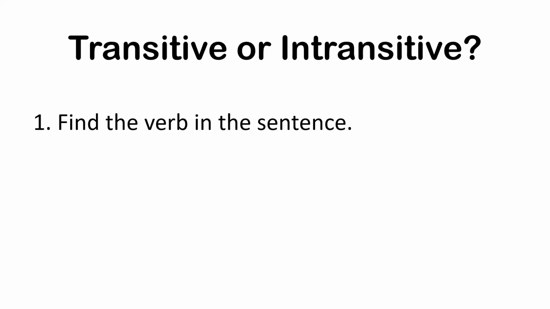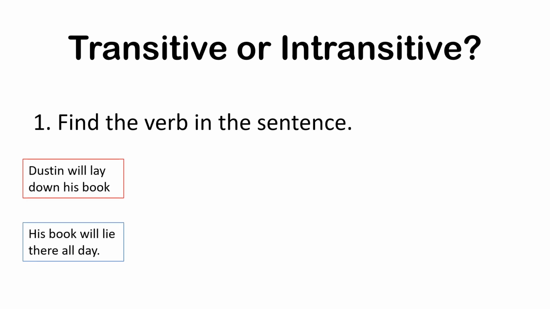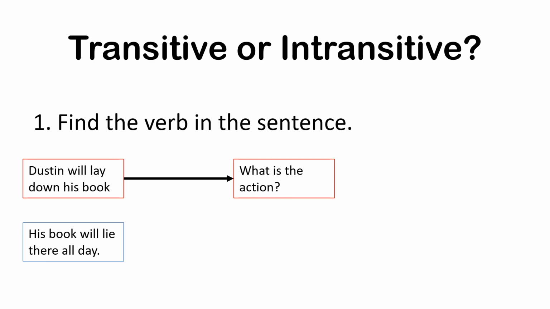Transitive or intransitive. To determine whether a verb is transitive or intransitive, let us follow these two steps. First one is to find the verb in the sentence. Dustin will lay down his book. What is the action or the verb in the sentence? That is, will lay. Second sentence, his book will lie there all day.